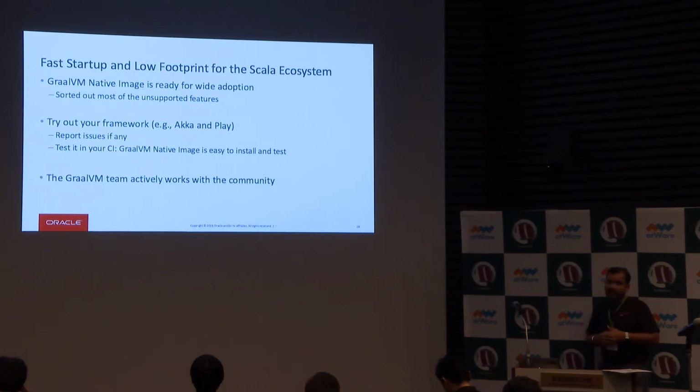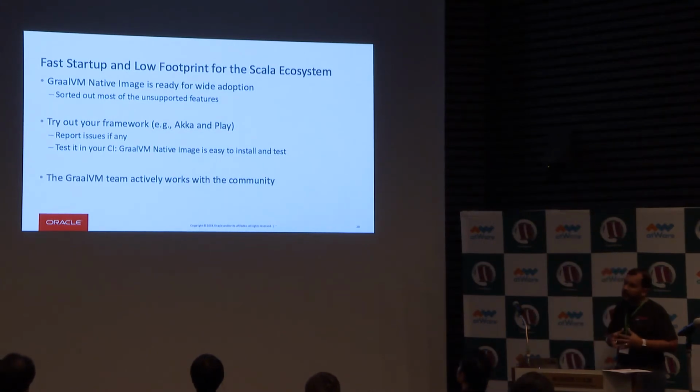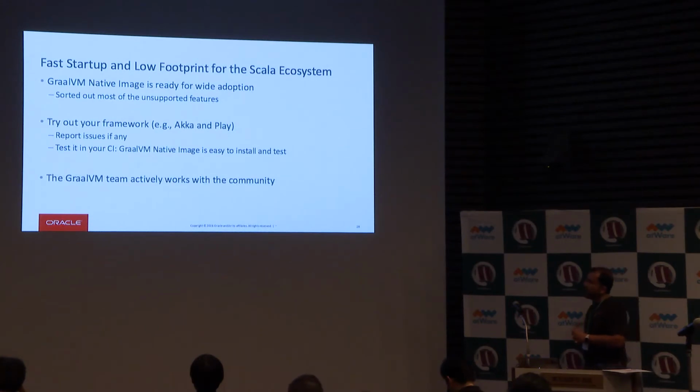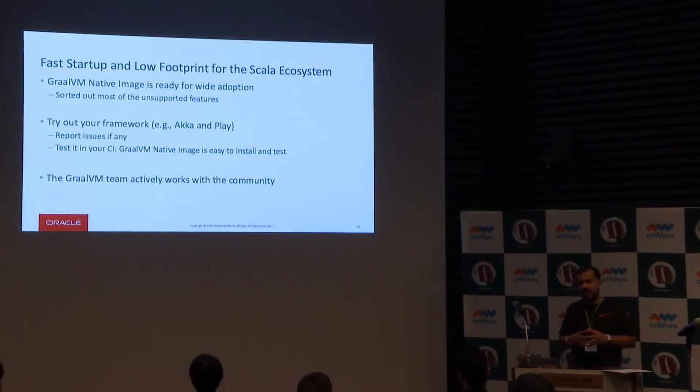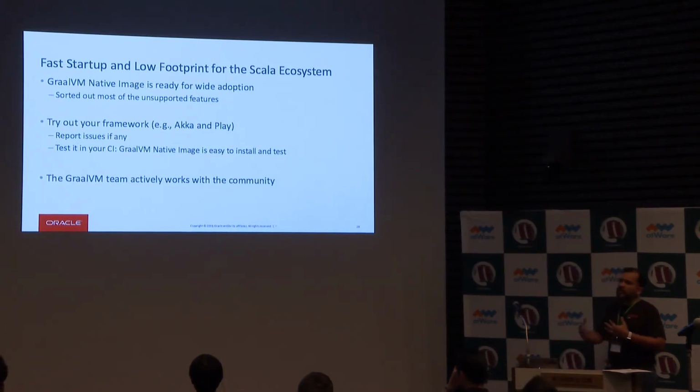So the idea here is that the GraalVM native image is ready for wide adoption, right? There have been benchmarks, there have been some customers using it, and obviously there are some trade-offs, in that with native image some of the classes and things need to be reachable and so forth. So we can do things like guided optimization, learning effect before that.